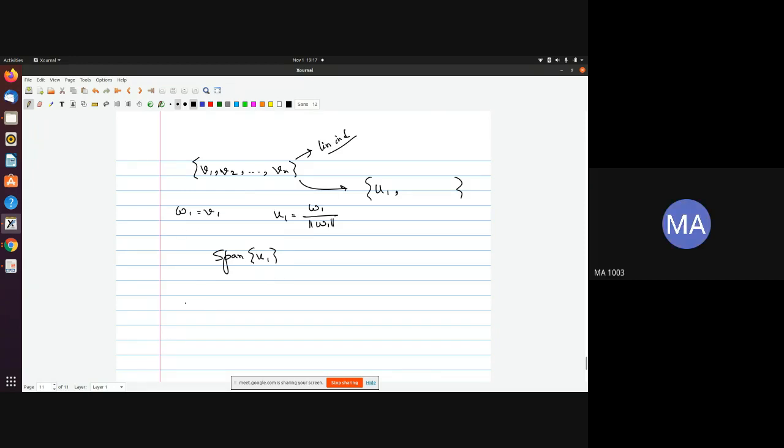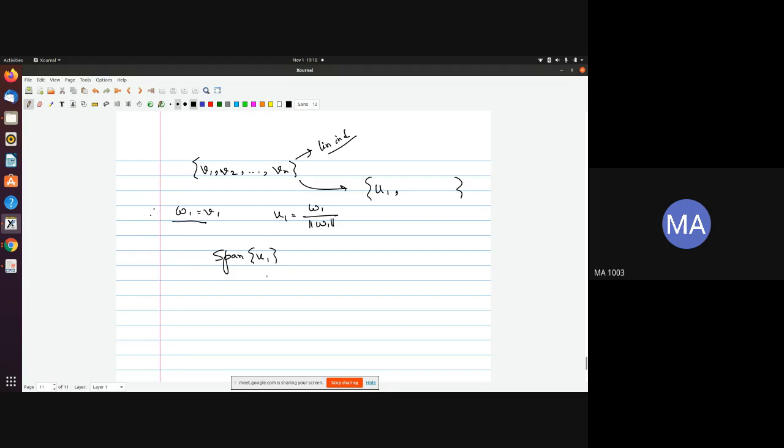Write the algorithm properly. So basically, if you just normalize V1, that is your U1. That is what you are saying, right? Yes. Why I have inserted another W1, I will explain it later. For now, this is the same. There is no point of writing W1 for now, but why I have written it, I will come back to later.